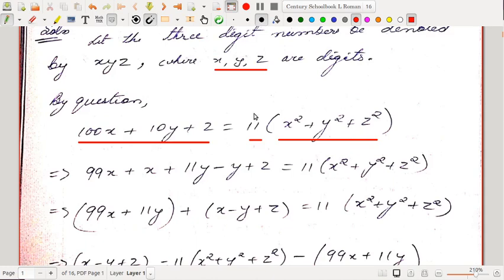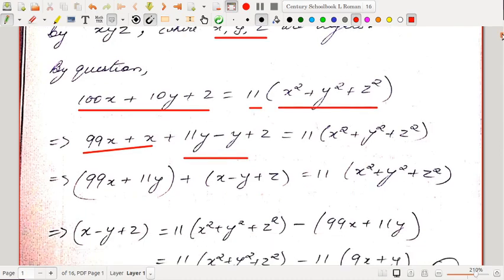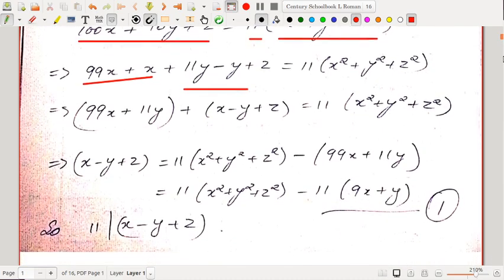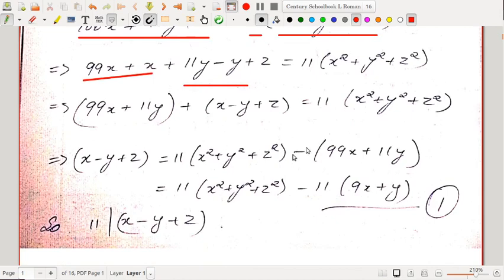Okay, now let us bring this 11 and multiples of 11 into the picture. 100x can be written as 99x plus x, and 10y can be written as 11y minus y. Then we can simplify this to get, if you take all multiples of 11 to the right hand side, x minus y plus z equal to 11 times (x square plus y square plus z square) minus 11 times (9x plus y). Let us mark this equation as equation number 1.